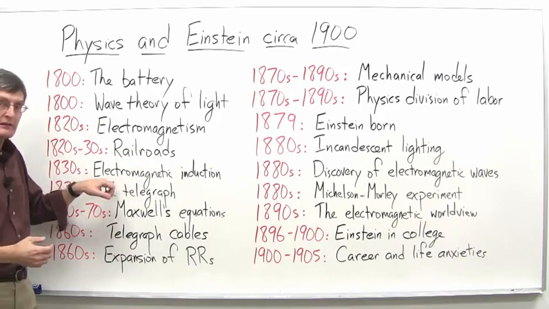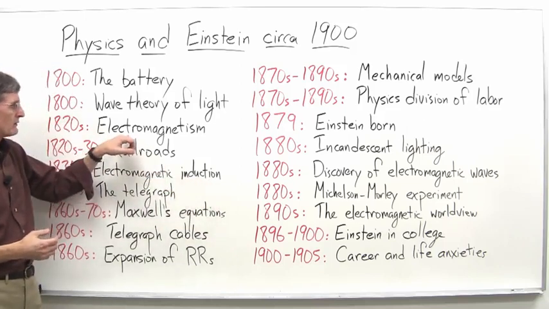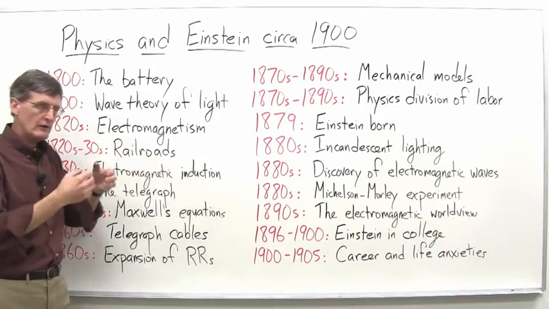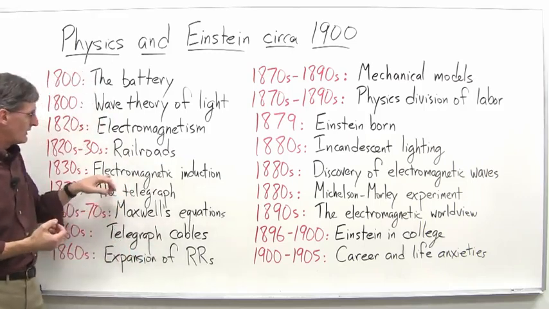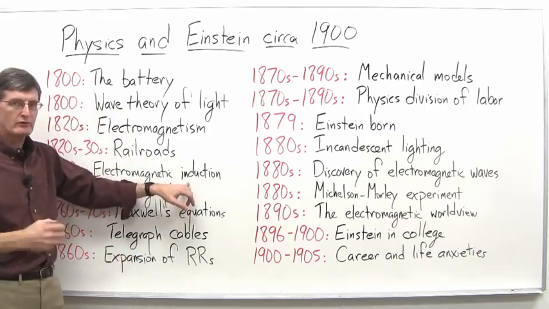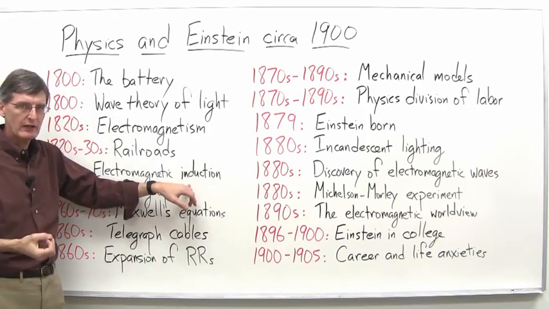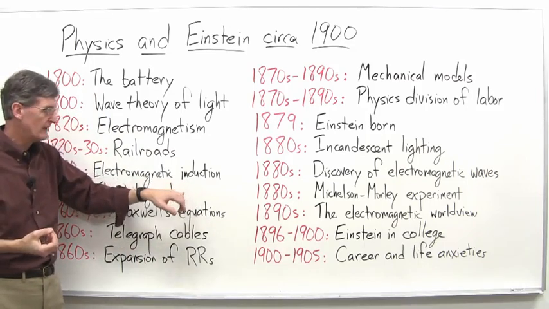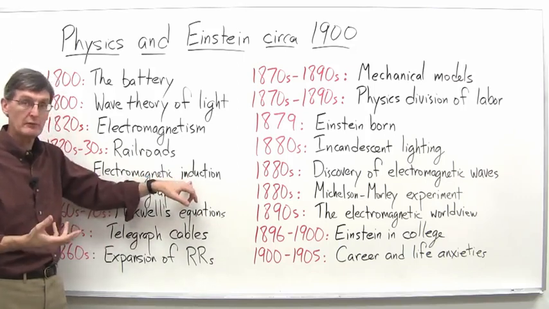1830s also, electromagnetic induction. Well, we had electromagnetism, the idea that an electric current can influence a magnet. The idea of electromagnetic induction will come up practically on the first page of Einstein's famous paper on the special theory of relativity. He cites some of the phenomena of electromagnetic induction. So what do we mean by this?